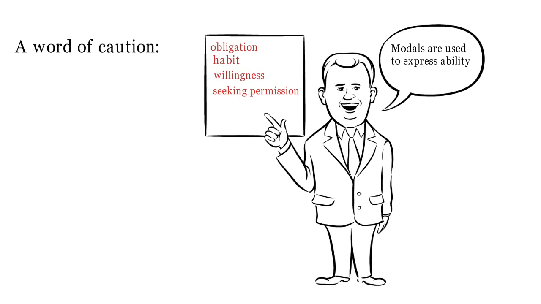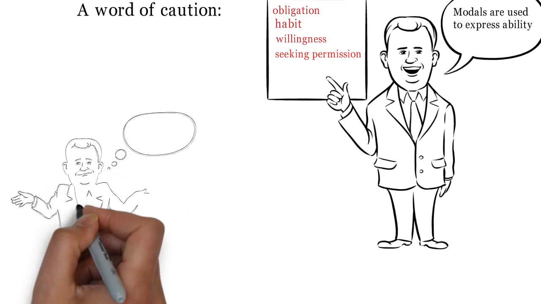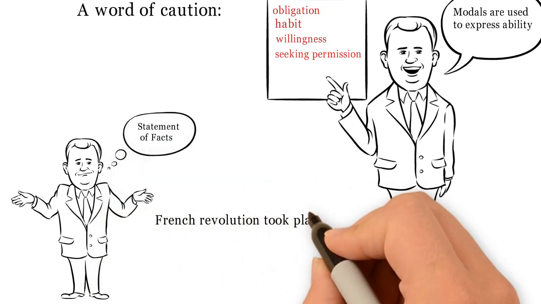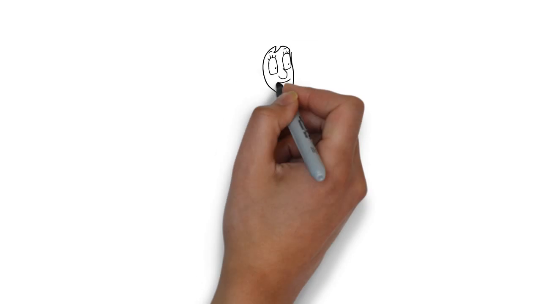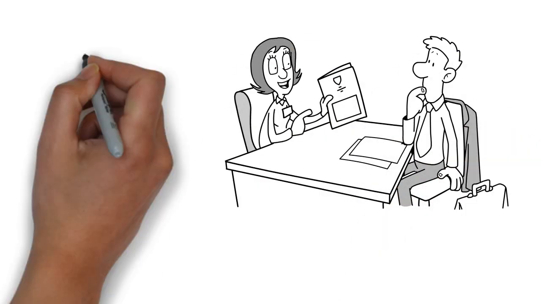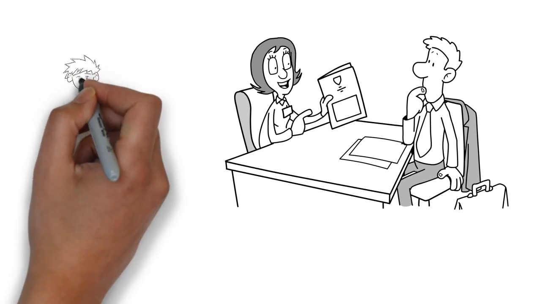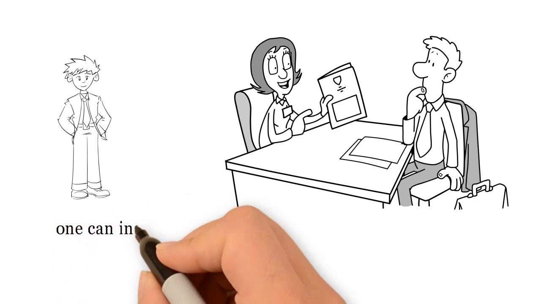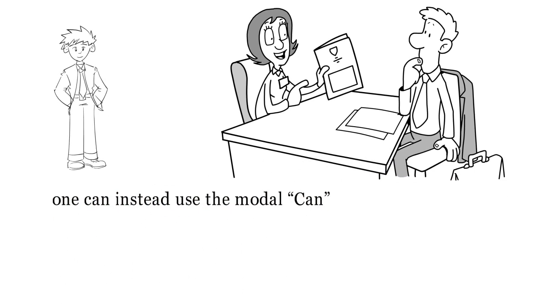A word of caution: modals aren't used in statement of facts. For example, French Revolution took place in 1789. Modals help the writers in sticking to word limits and expressing the degree of confidence in a statement. For example, rather than saying being able to, one can instead use the modal can.